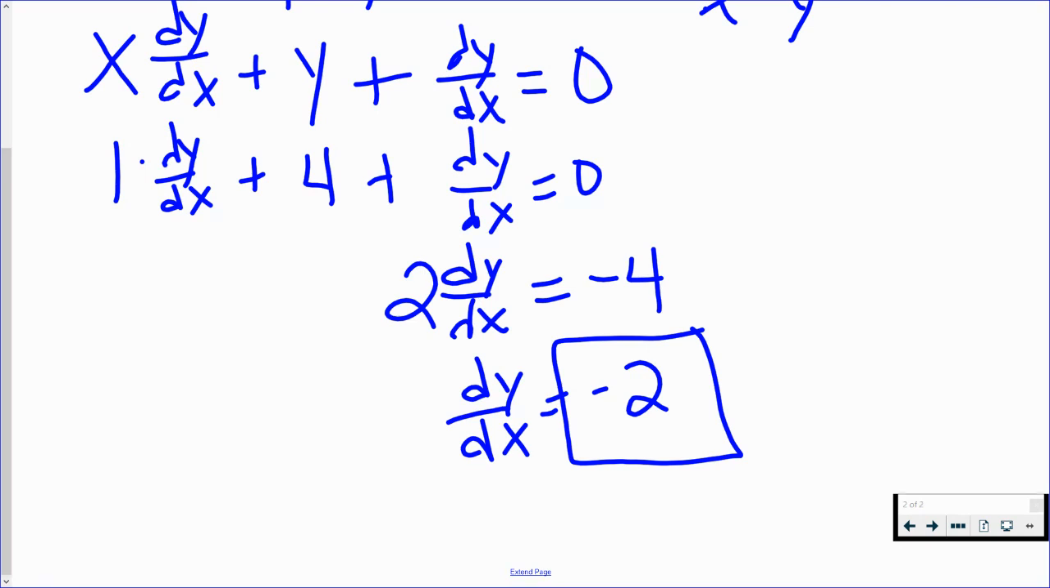Okay, so we can do it just like we've done before. There's just that added piece: every time you take a derivative of a y term, you have to put in the dy/dx.